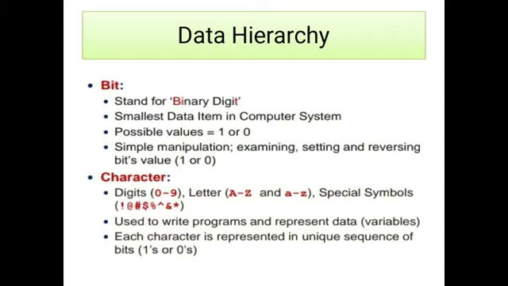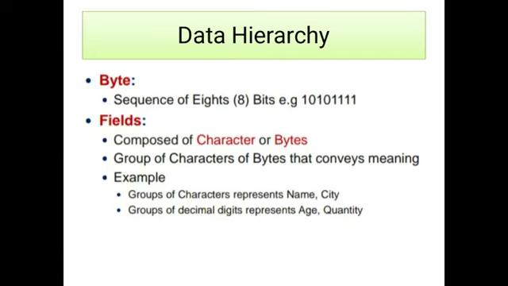So what's a character? Characters are digits or letters that can range from 0 to 9, A to Z, and some special symbols which are shown in the brackets. They are used to write programs and represent data variables. Each character is represented by a unique sequence of bits, ones or zeros. Byte is a sequence of 8 bits. A simple example of a byte is given as follows.